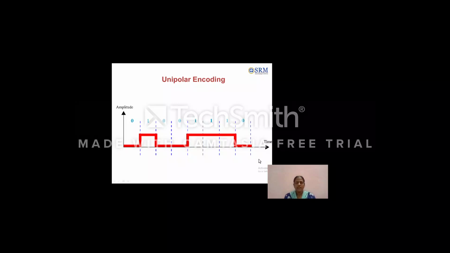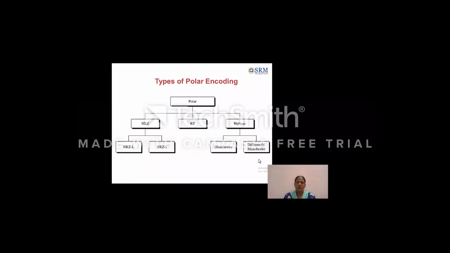Now let us get into the next technique, which is called polar encoding. Polar encoding techniques basically come in three flavors: non-return to zero, return to zero, and biphase encoding. Non-return to zero has two flavors: non-return to zero L and non-return to zero I. Non-return to zero L stands for level, and non-return to zero I stands for inversion. Likewise, biphase also has two flavors: Manchester and differential Manchester encoding.